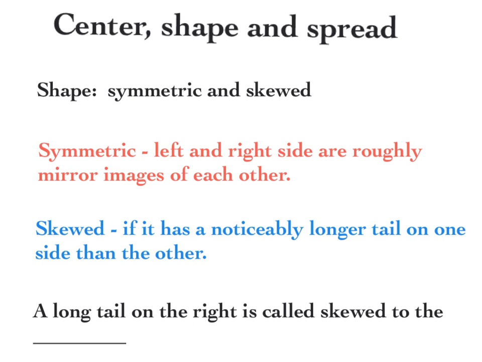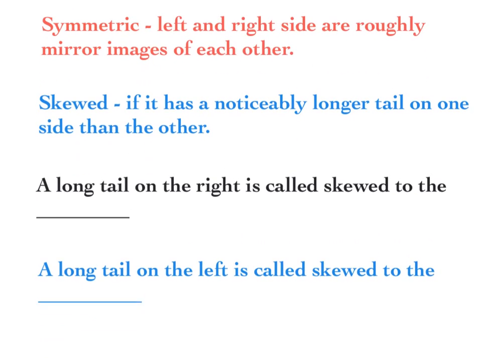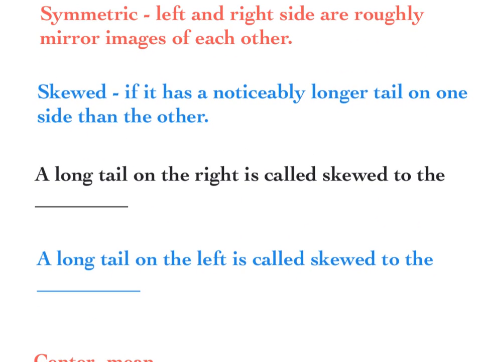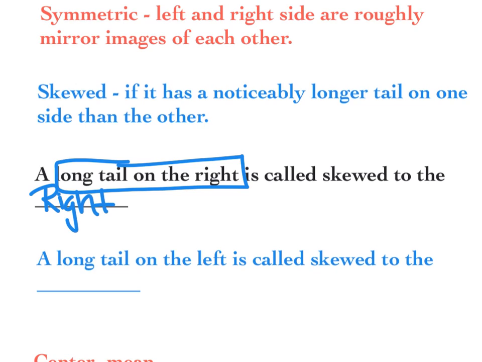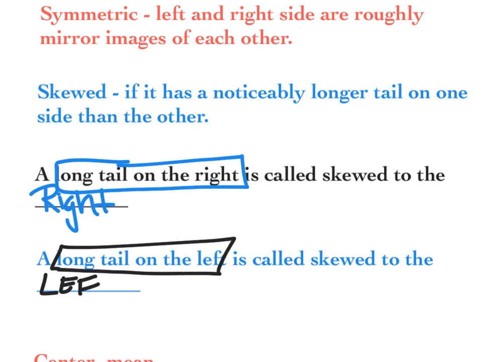So now we're going to throw some more terms at us. Center, shape, and spread. When we talk about shape, the two words we need to be familiar with are symmetric and skewed. If it's symmetric, the left and right sides are roughly mirror images of each other, kind of like the word symmetry. If it's skewed, it has one noticeably longer tail on one side than the other. A long tail on the right, notice the tail is on the right, is called skewed to the right. A long tail on the left is called skewed to the left. So the whole key is to look where the tail is.